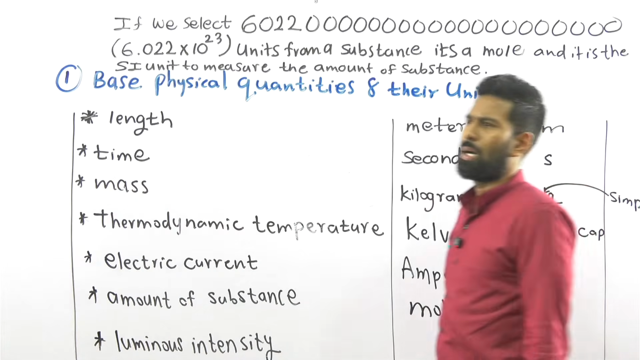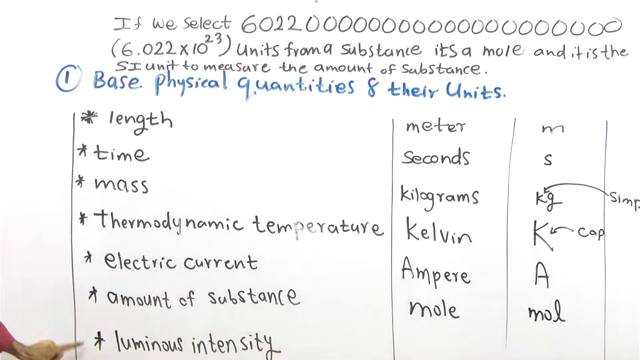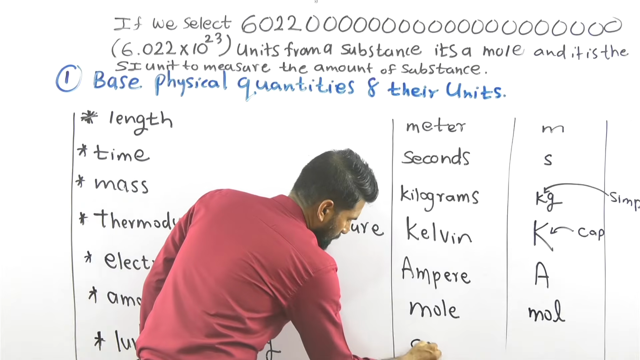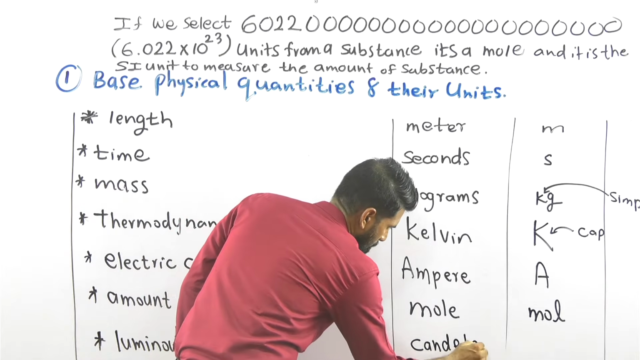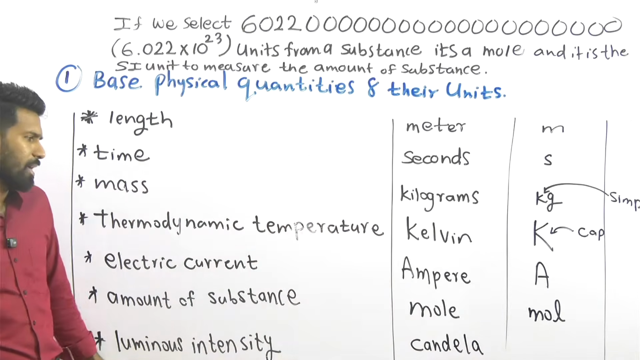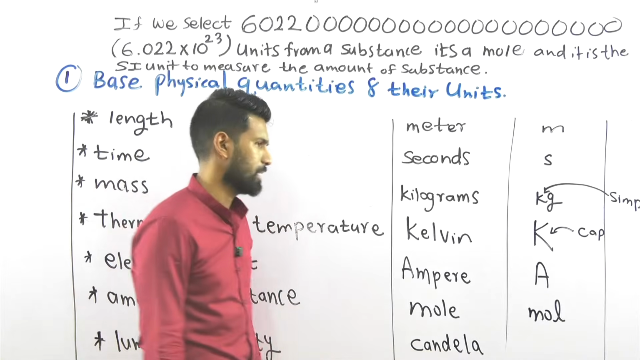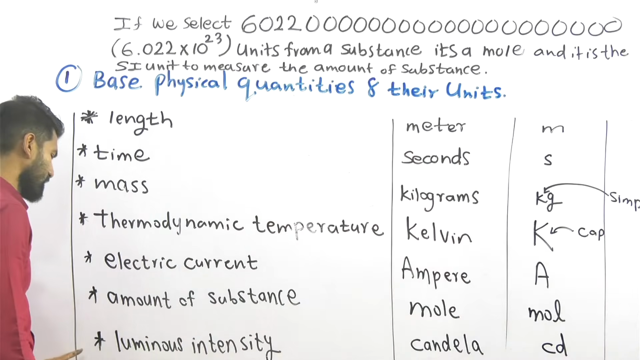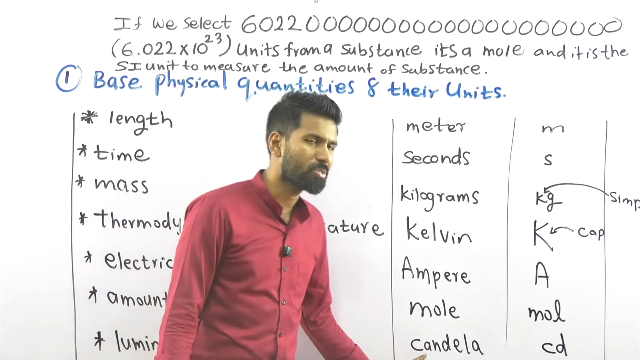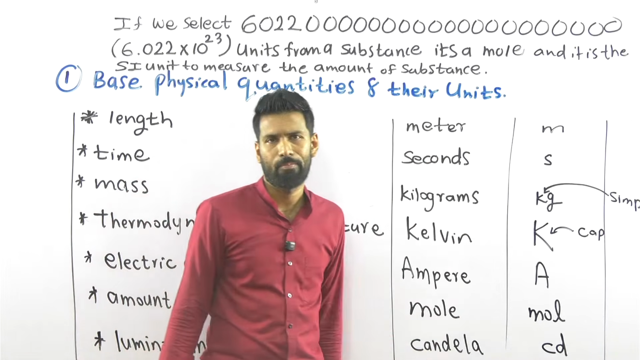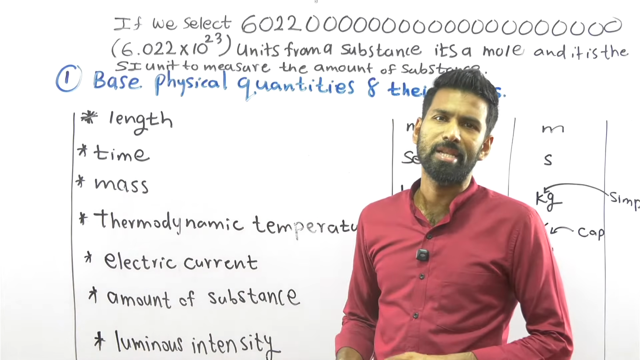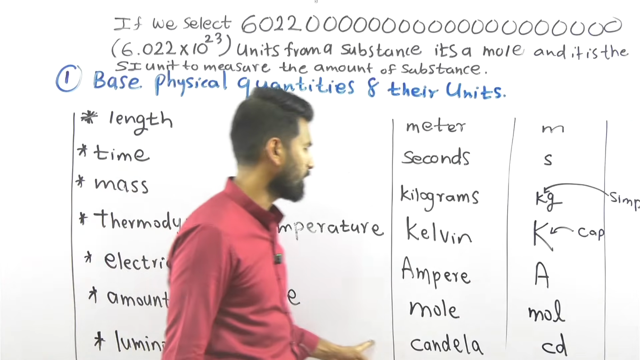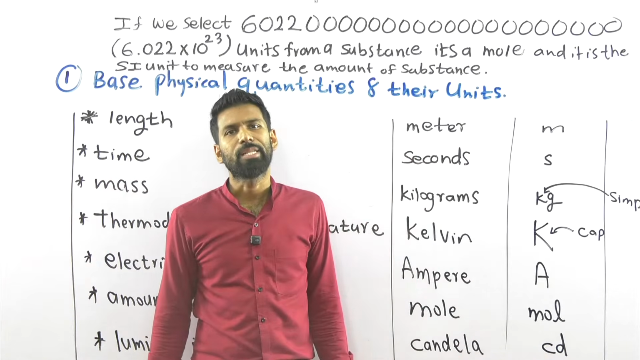And about the luminous intensity. Let's write it, children. The SI unit is candela. The symbol is cd. About the luminous intensity, the SI unit is candela, and it is cd.